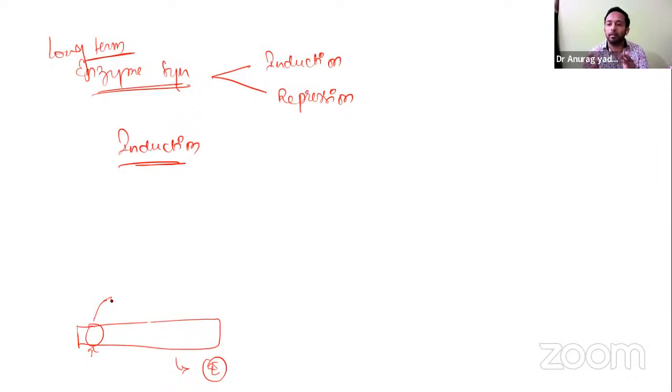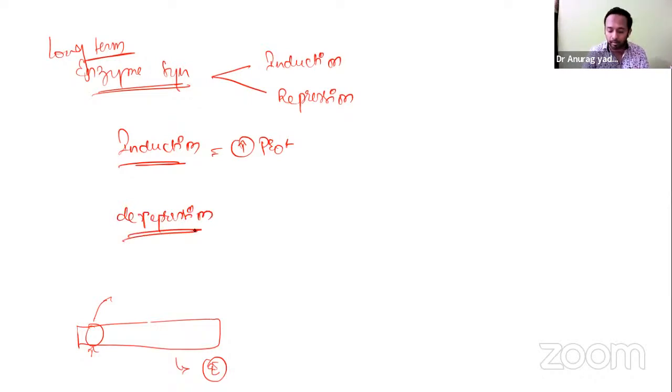inducing it. So inducing increases the protein synthesis. Induction increases the protein synthesis. What it will do? It will remove the repressor. That is called de-repression. Removal of the repressing substance.